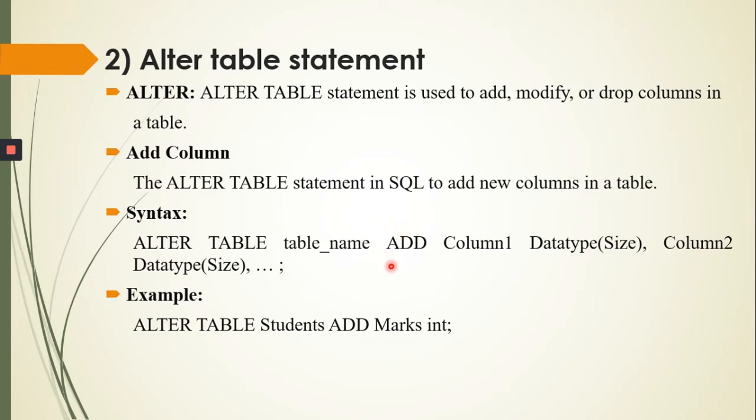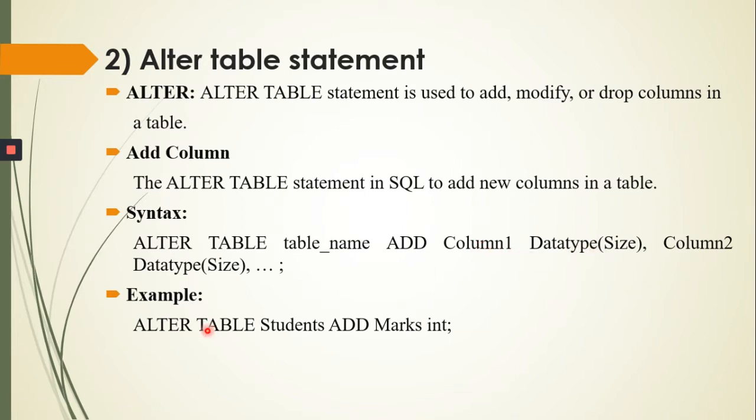Now we want to add the column, so we use add here. Then we write the column name that we want to add, and its data type. We can add multiple columns at a time, so column 2 with its data type and size, up to n. Simply, we use alter table with the table name, then add, then the column name and data type.